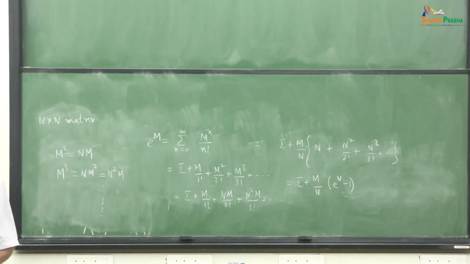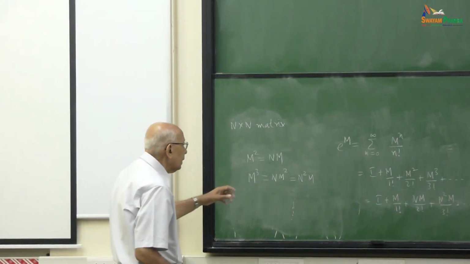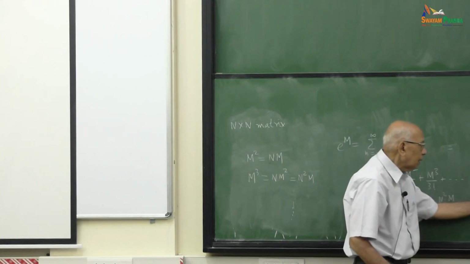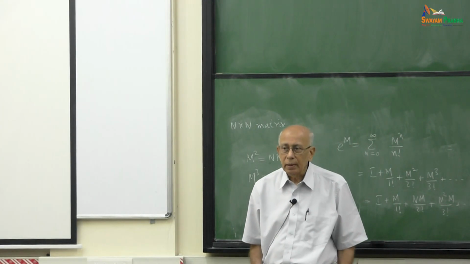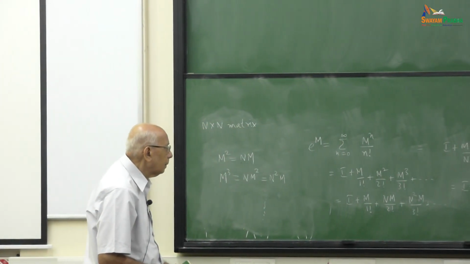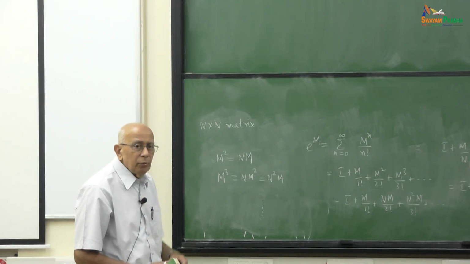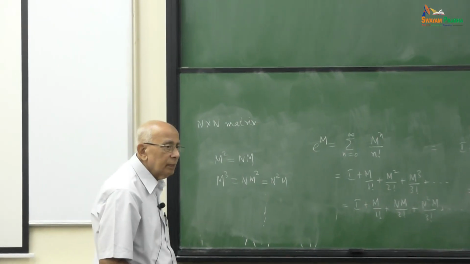So the exponential of m in this problem happens to be a linear combination of the matrix and the identity matrix. The coefficient of the matrix is e power n minus 1 over n. There are very few matrices which you can actually exponentiate like this, but this is one of them.